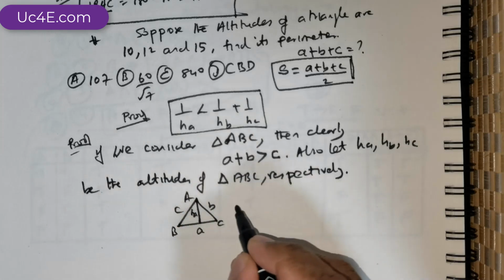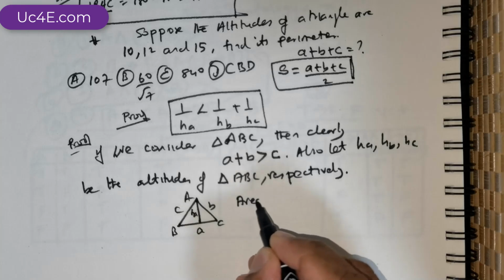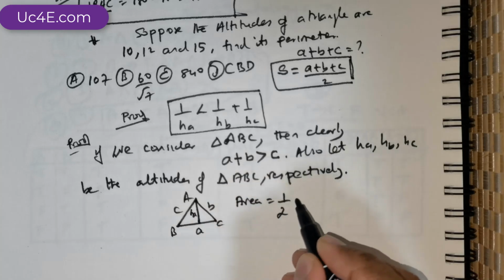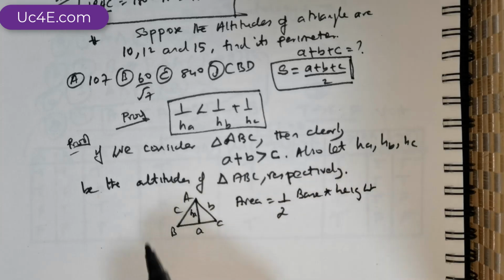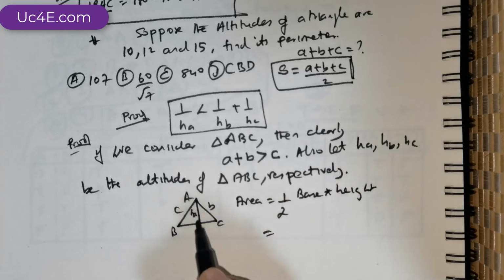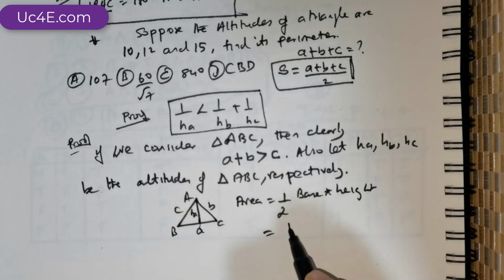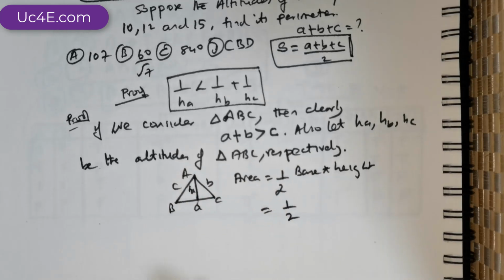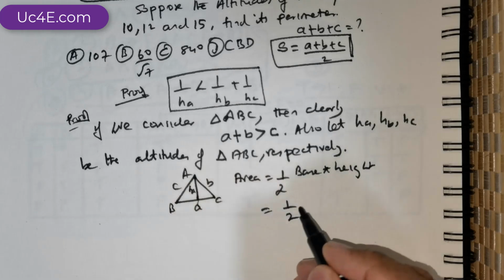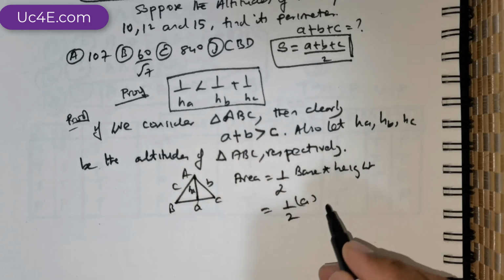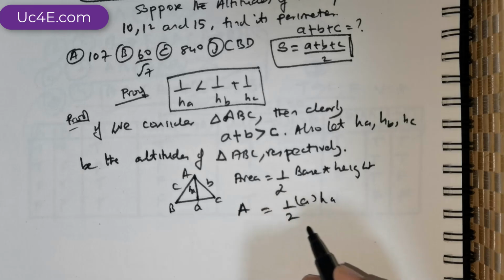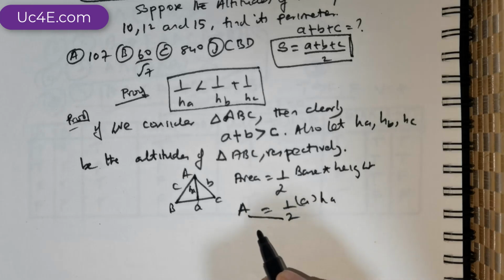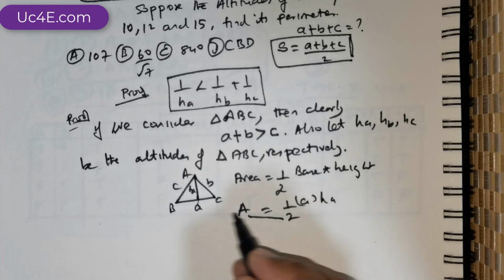Now if I were to find the area, what is the formula of area? Area is nothing but half times base into height, right? So using this information, this is going to be 1 over 2 times the base, which is a units, and the height is ha, and this is the area. So we got a relationship. What I wish to do is take this 2 out to the left.